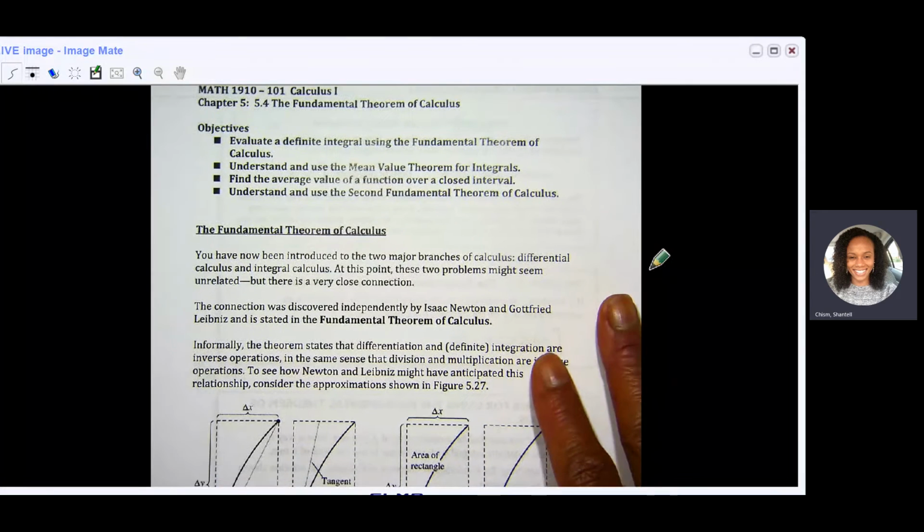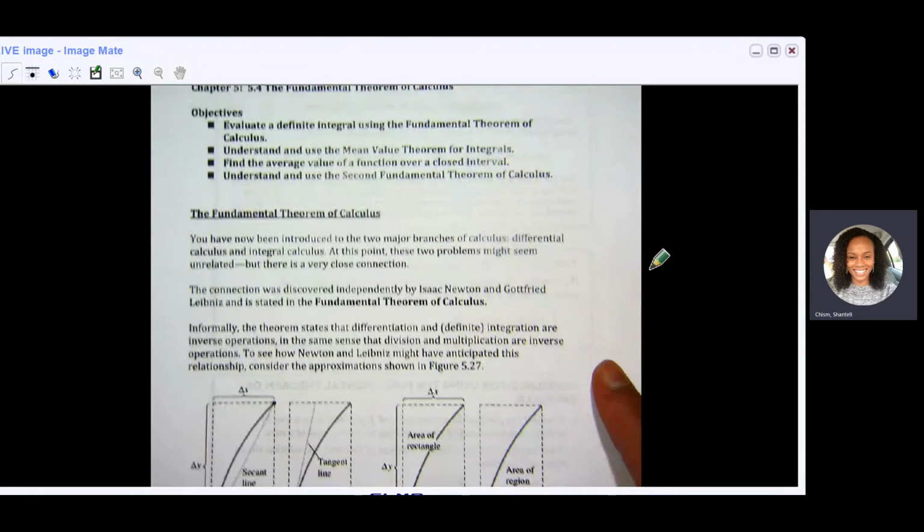The homework is not going to know whether or not you used the limit definition to get the final answer or the fundamental theorem of calculus. So let me start with sharing my screen. So in 5.4, we're going to be focused on the fundamental theorem of calculus.